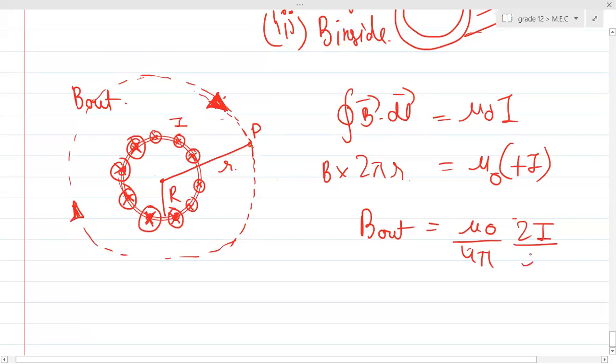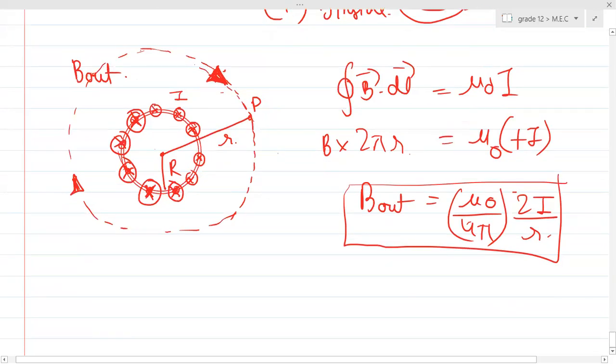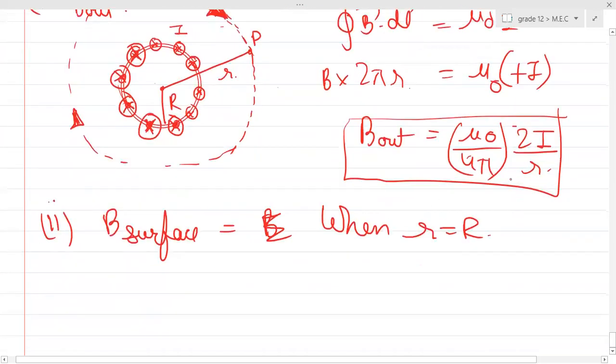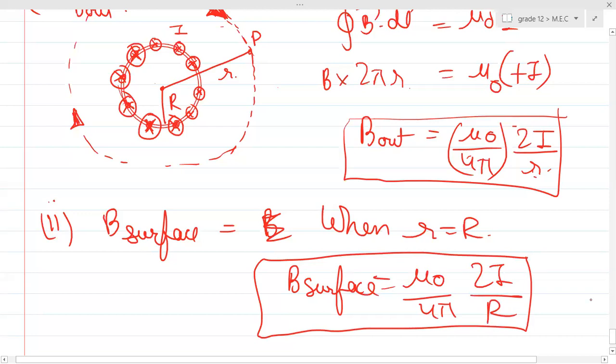So is it clear, guys? Yes, sir. Now after this, if this was the first part, now B at surface will be equal to what? B when R will be equal to capital R, then this will become B at surface, which is equal to mu naught by 4 pi into twice of I by capital R. Is this clear? Yes, sir.